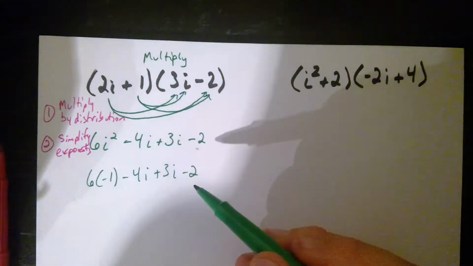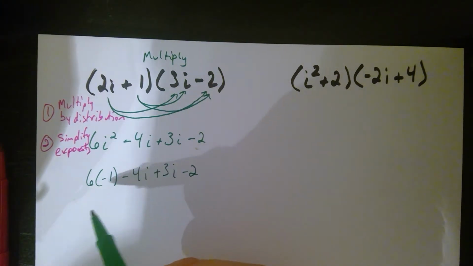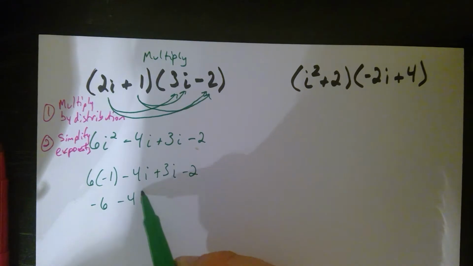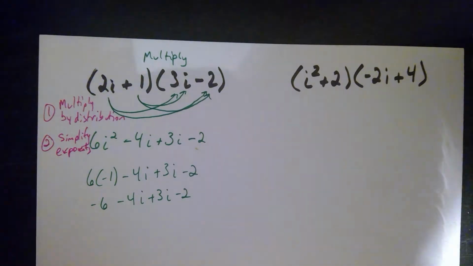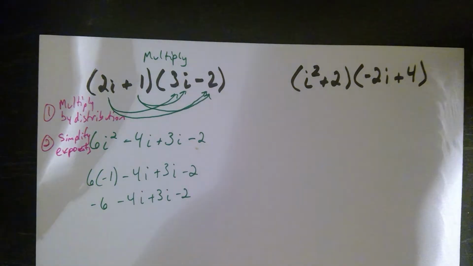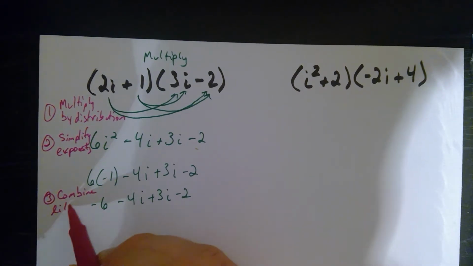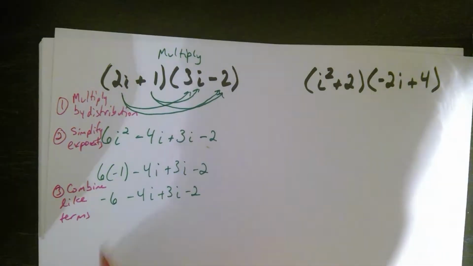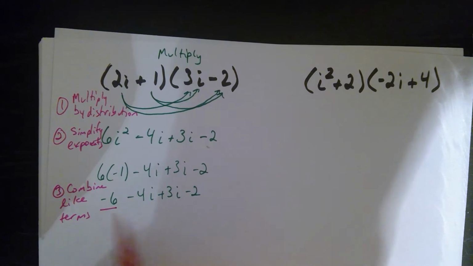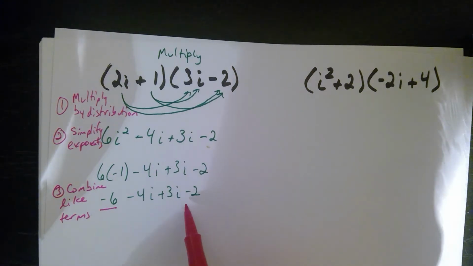Again, if you would like to skip steps, you may. I'm going to do every step in detail. Okay, so then we have 6 times -1 gives us -6 minus 4i plus 3i minus 2. So now our third step, just like we did earlier in simplification, is combine like terms. So we have our -6, that's our number, -4i, it's not a like term because it has that i in the term, plus 3i, not a like term, -2, just a number.